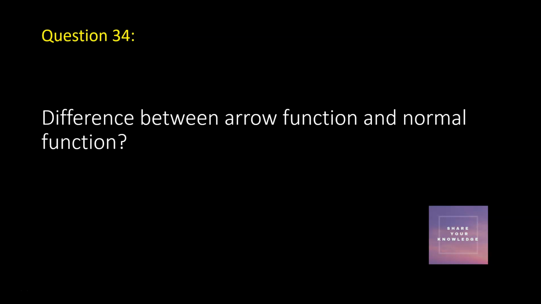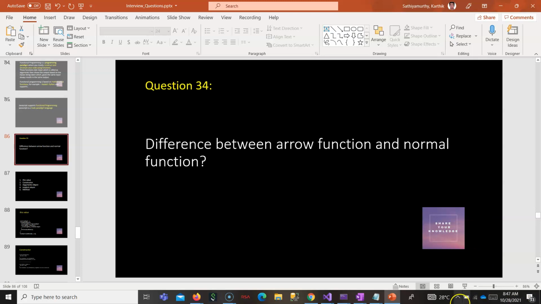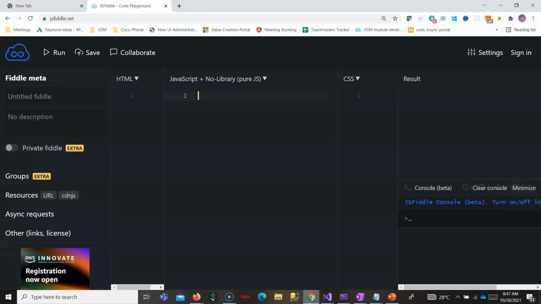So today we will be seeing what is the difference between an arrow function and a normal function. A normal function is the whole function. The arrow function is something which came up with ES6. It is like this.